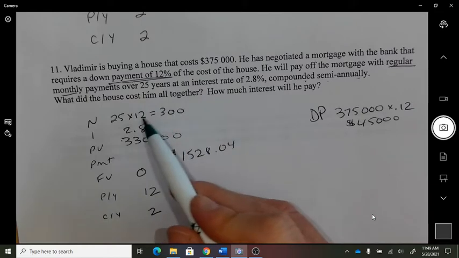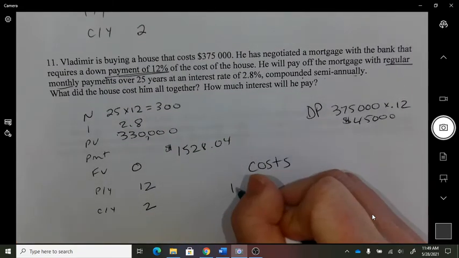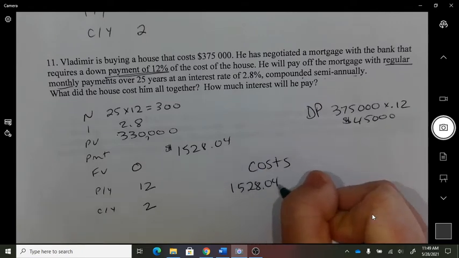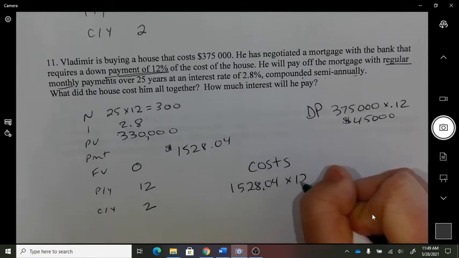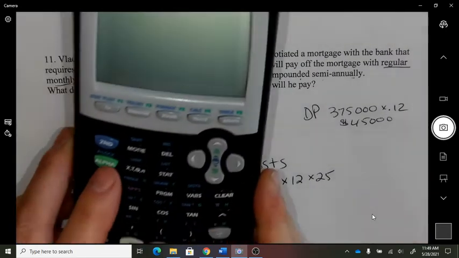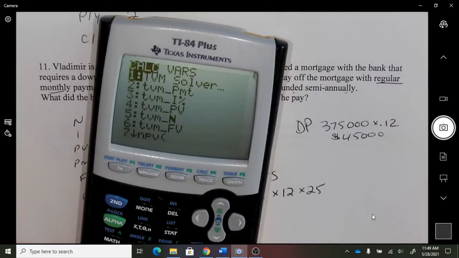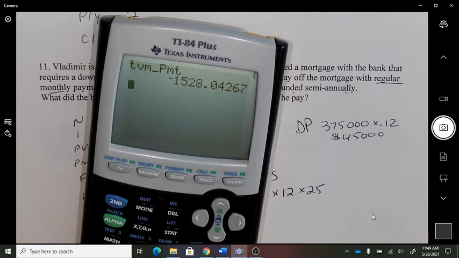Okay, how much is this house going to cost them all together? So the cost, you're paying $1,528.04 every month for 25 years. So I'm not going to use that as a number. I'm going to go apps, finance. I'm going to activate my payment onto my screen. And there it is. I'm not rounding it. I'm going to times that by -1. So that times 12 times 25. That's how much money I'm spending in payments.